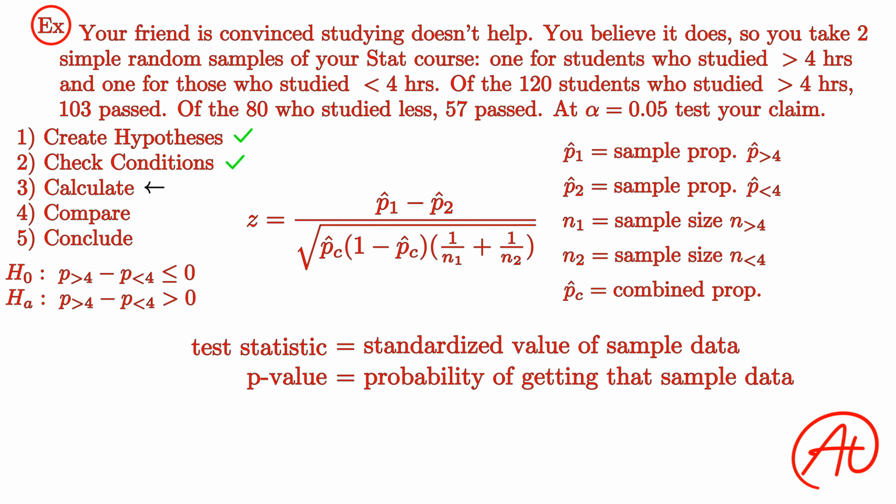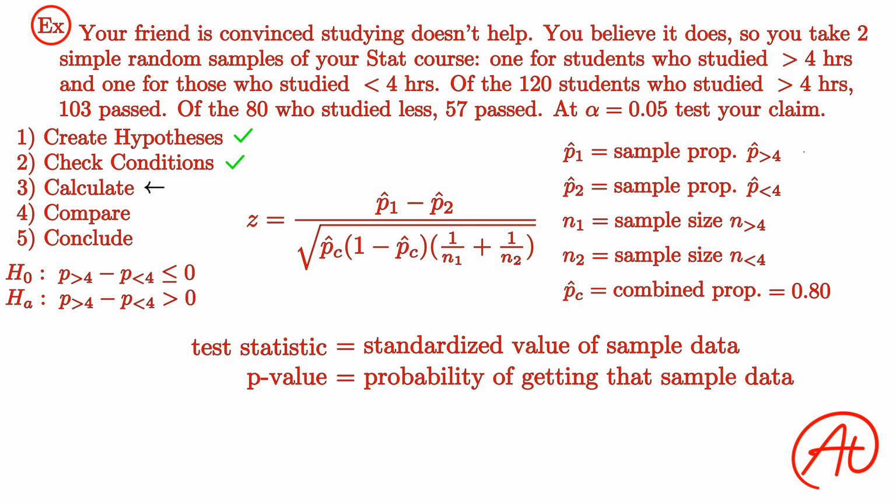This pc hat value is calculated by taking the number of students who passed their test that studied more than 4 hours, x1, added to the number of students who passed that studied less than 4 hours, x2, divided by the total number of students who studied more than 4 hours, n1, plus the total number of students who studied less than 4 hours, n2. This ultimately gets you the total number of students in your sample who passed, which is 160 divided by 200, or 0.80.